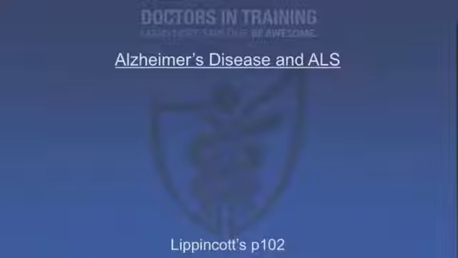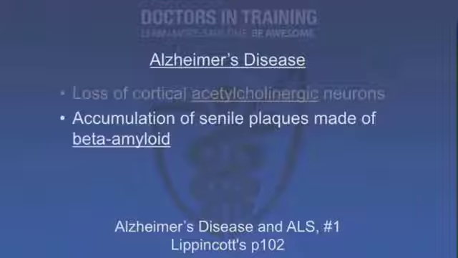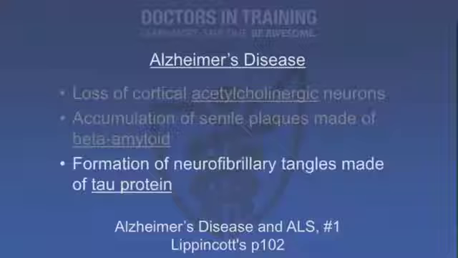So let's talk next about Alzheimer's disease and the various treatments for Alzheimer's disease. Now, you're probably very familiar with Alzheimer's disease, or at least somewhat familiar with the constellation of symptoms. You get dementia, memory loss, personality changes, behavior changes. The cause of Alzheimer's disease is not entirely understood. There's definitely some loss of cortical neurons, particularly acetylcholinergic neurons. You have accumulation of senile plaques, which are made up of beta amyloid. You have the formation of what we call neurofibrillary tangles, which are made of tau protein.